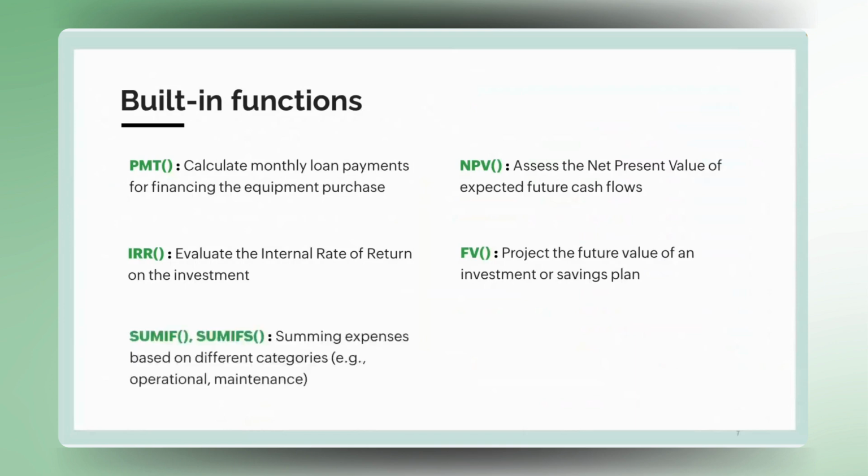And next we have the SUMIF and SUMIFS functions. These are conditional summing functions that allow the finance team to add up expenses based on certain criteria. For example, if they want to separate the operational cost from the maintenance expense, these functions will quickly give them the total for each category.